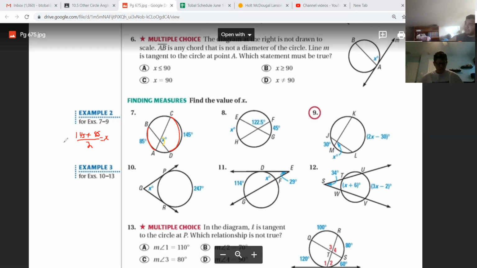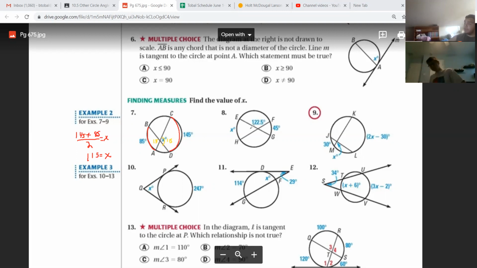145 plus 85 is 230. Then divided by 2 should be 115. So your answer for X is 115. This yellow one right here is 115. And just remember, vertical angles, this is also 115, okay? So the rule is, if 2 chords are inside the circle, you're going to average it.